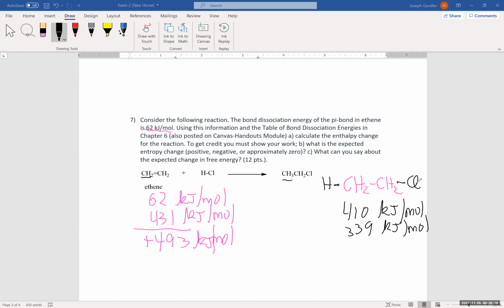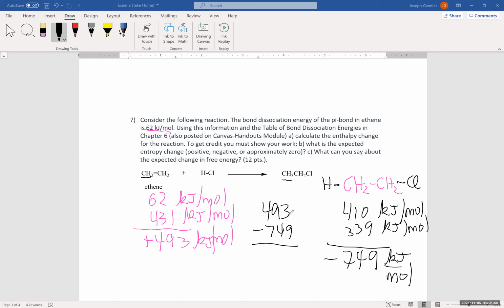So if you add all that up, let me do that. Sorry, I can do that manually. 749. When bonds are formed, energy is released, right? So that energy is released. So we have 493 kilojoules per mole to break the bonds in the reactants, and we're getting out 749 from the formation of the new CH and new CCl bond. And so what we want to do is take 493 and subtract 749.